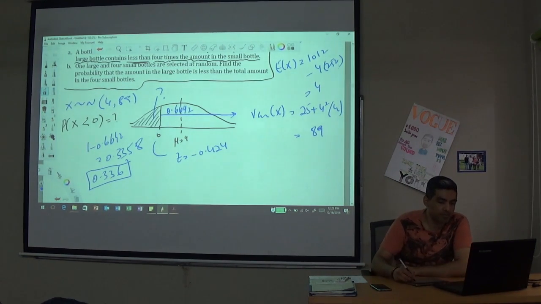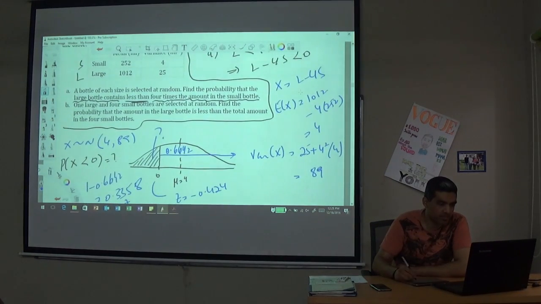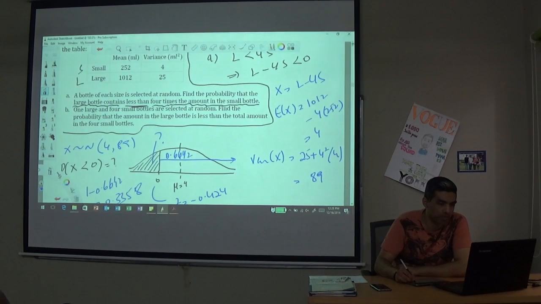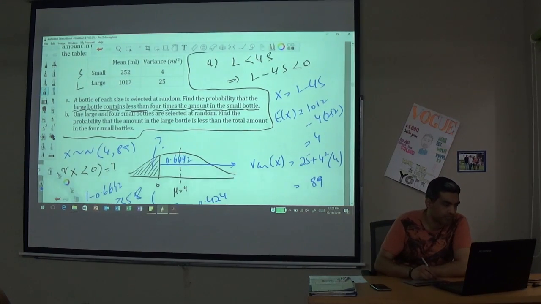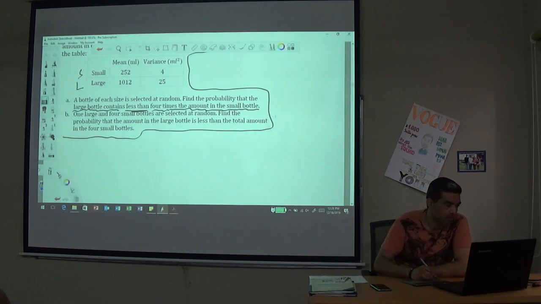Okay, let's try part B. Can I just clear this stuff here if everyone's done with it, because I want to do part B over here. Is everyone done with part A? Right, so what's happening in part B?